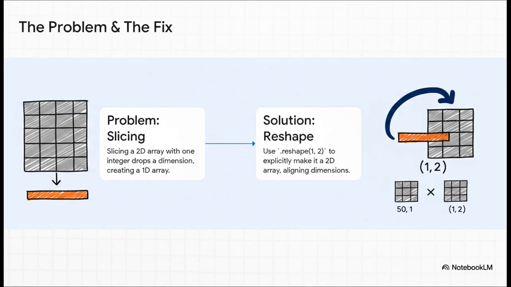And here it is, the problem and the solution, side by side. When you slice a 2D array using just a single number, NumPy tries to be helpful by simplifying the result into a 1D array, which means it drops a dimension. The fix is to be explicit. You have to tell NumPy exactly what you want. You use the reshape method to force that 1D array back into a 2D shape. And just like that, our shapes become (50, 1) and (1, 2). The inner dimensions, 1 and 1, now match perfectly, and the code works.